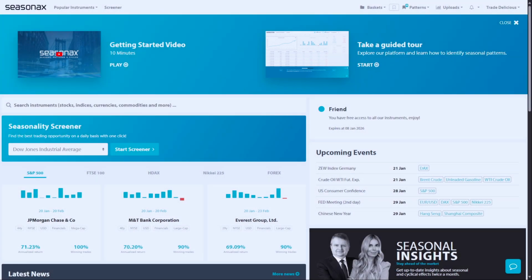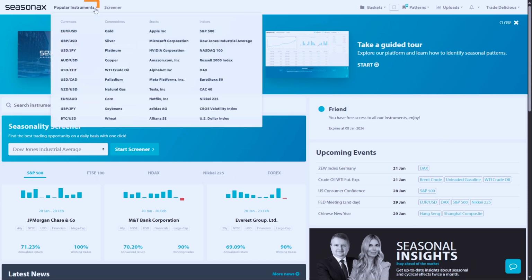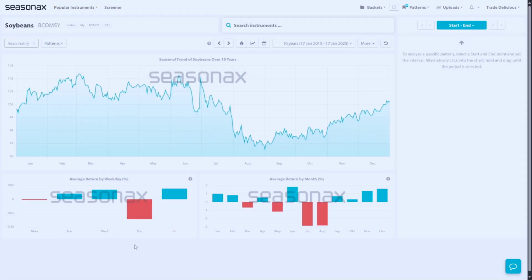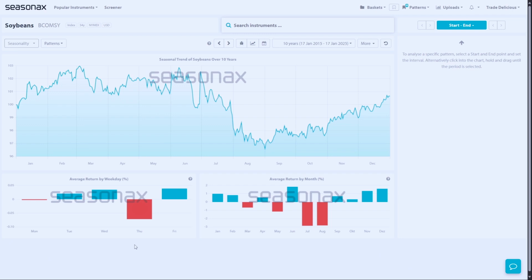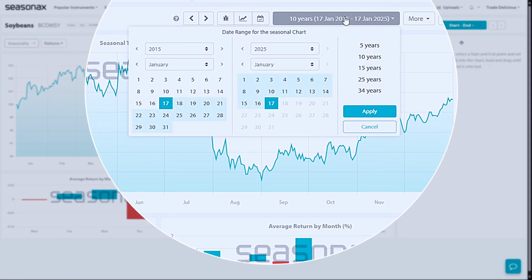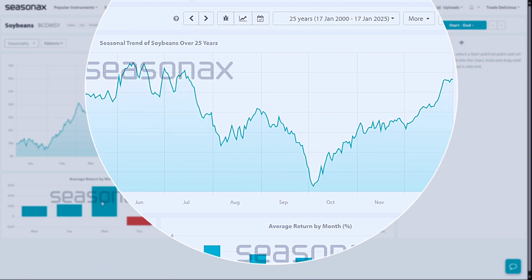Now, for this example, I am going to use soybeans because it is a great tool to really look into commodities where seasonal plays are the best. So I'm going to hit the popular instruments up here. We're going to have a look at commodities and we're going to go down to soybeans. Now, what Season Acts do so brilliantly is aggregate years and years of data into one chart so you can identify the seasonal patterns that happen every year. As you can see, they've got up to 34 years of data here on soybeans themselves, but for today, I'm just going to look into 25 years.